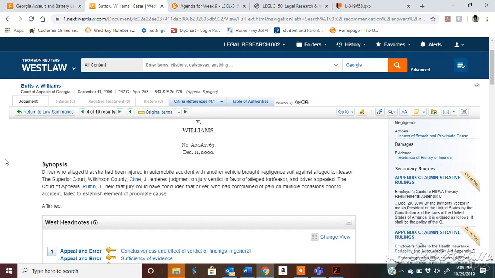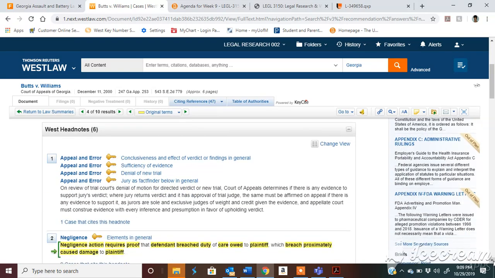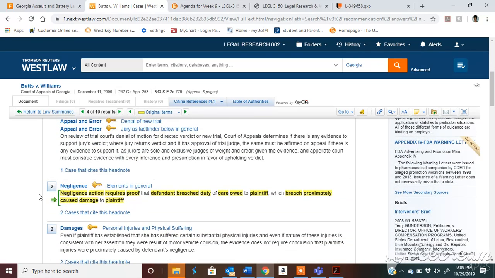Synopsis: car accident. Driver was injured in an automobile accident. Here you have the elements in general of negligence. A negligence action requires proof that defendant breached a duty of care owed to plaintiff, which breach proximately caused damage to plaintiff.